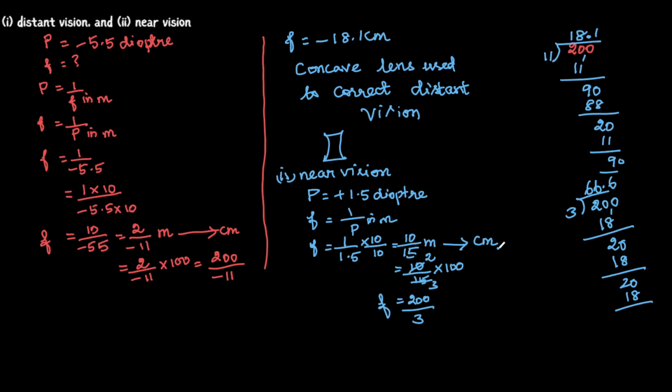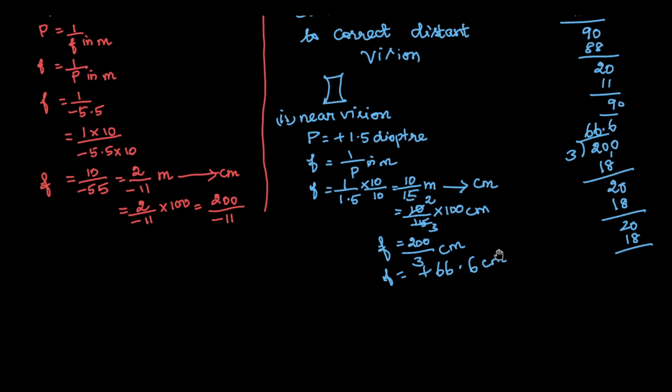So F is equal to plus 66.6 centimeter. This is also centimeter, so the unit you should not forget. So we got the plus value. Focal length is plus 66.6 centimeter. So in order to correct the near vision, we have to use the convex lens, which has focal length of plus 66.6 centimeter. So convex lens is the corrective lens.